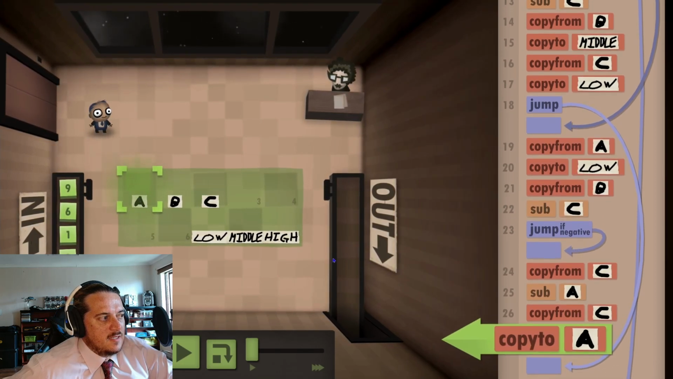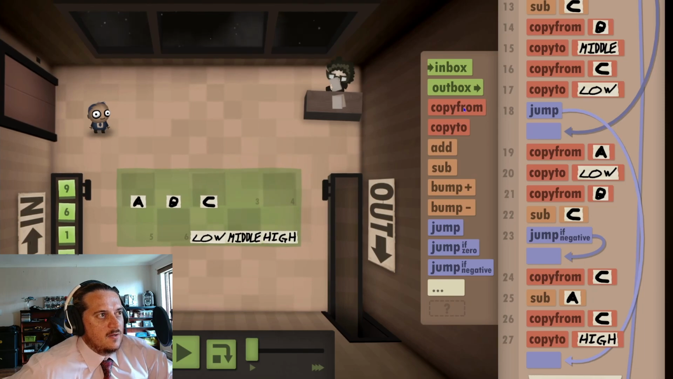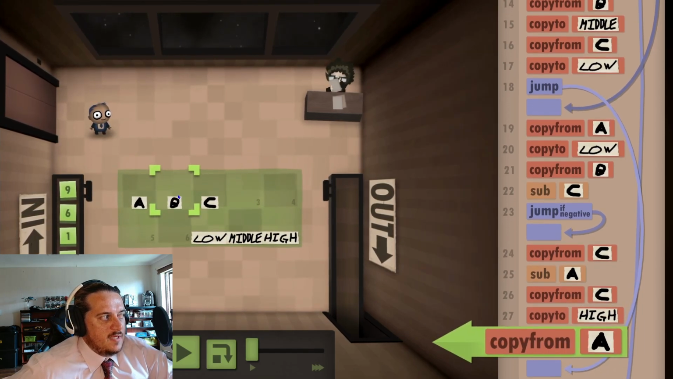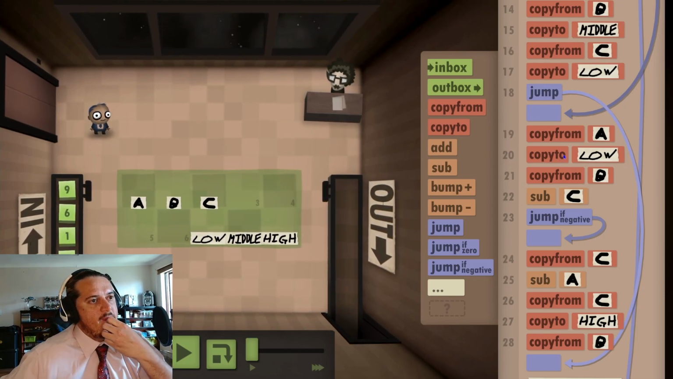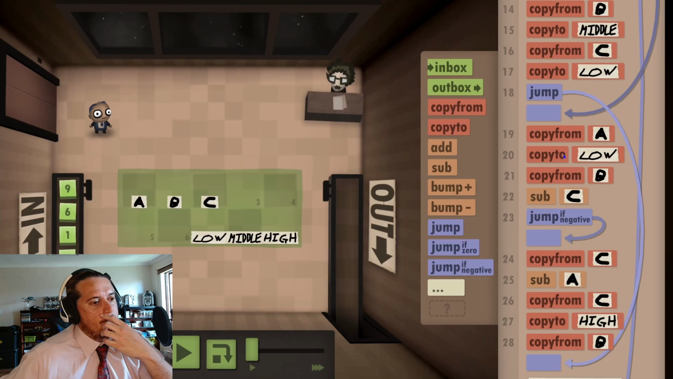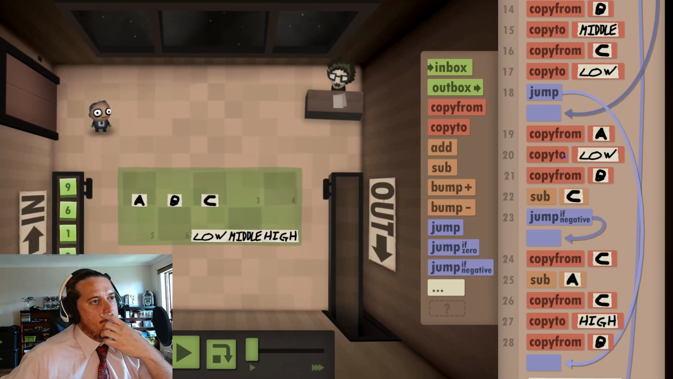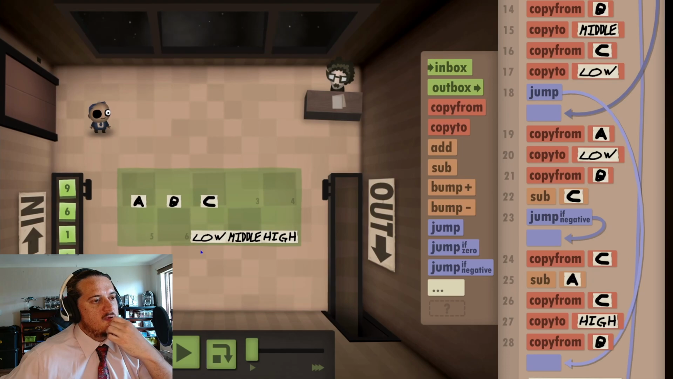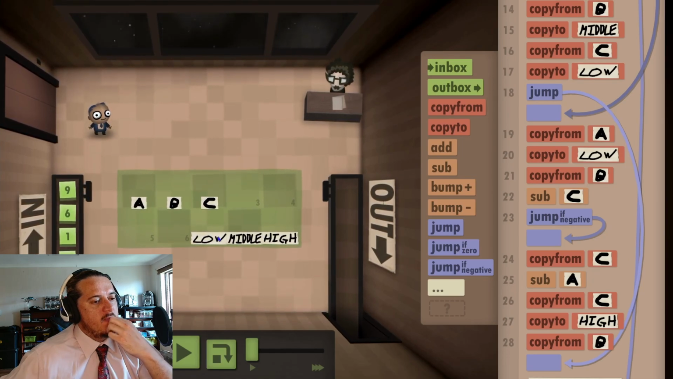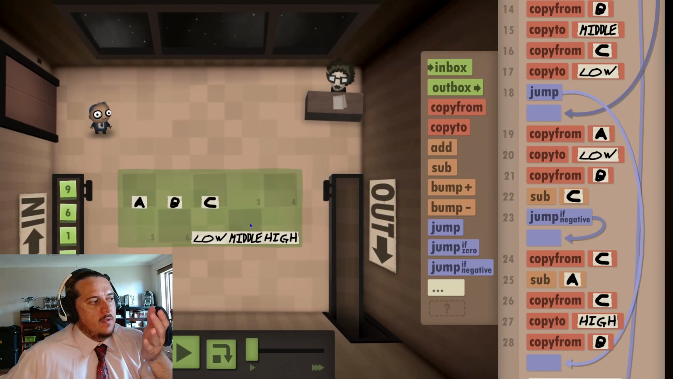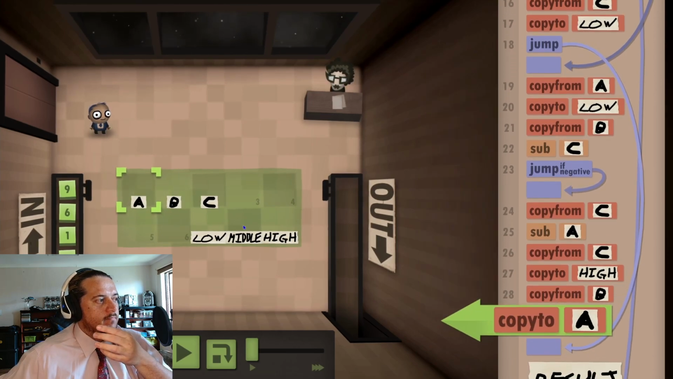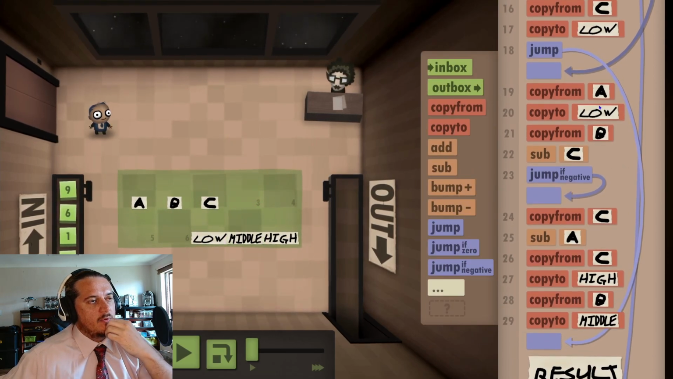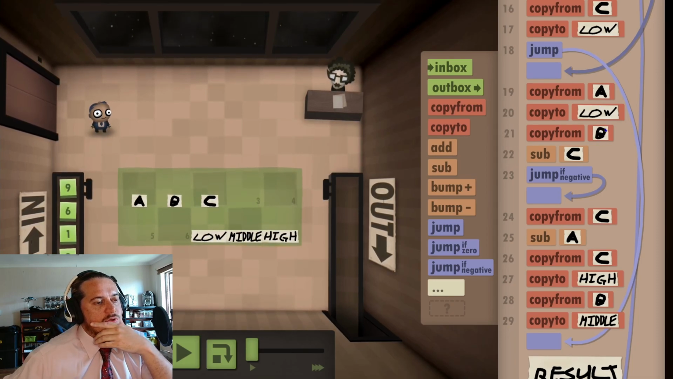in high. We're going to put B in middle. We're going to put B in the middle. And we're going to keep A at low.